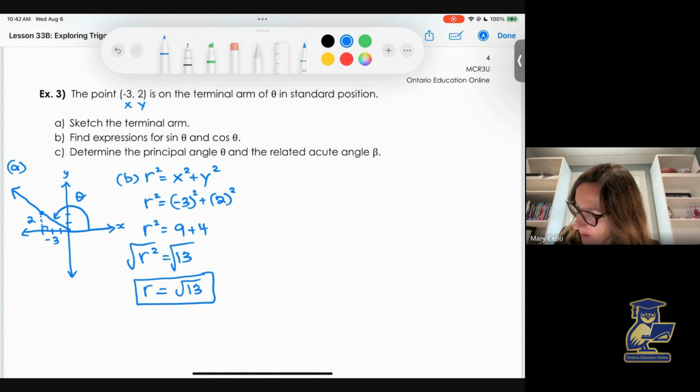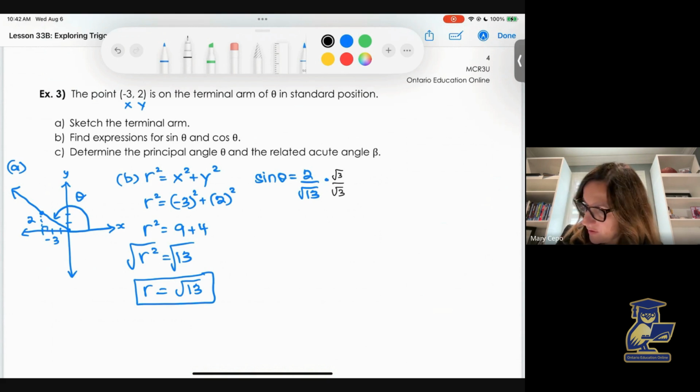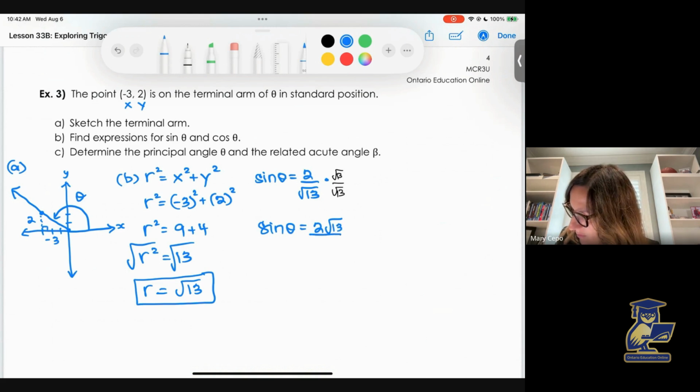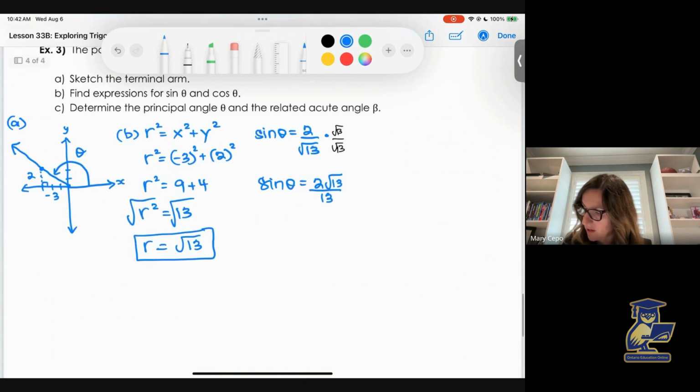We know that sine theta is always y over r, which is 2 over the square root of 13. Don't forget to rationalize the denominator. We do that by multiplying it by itself. So sine theta is going to equal 2 root 13 over 13. That gets rid of the radical in the denominator, so we always want to rationalize the denominator.